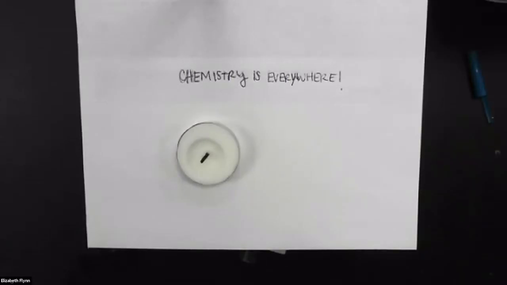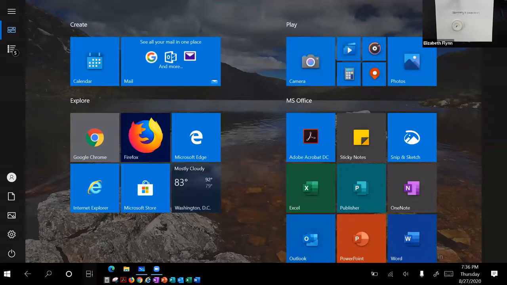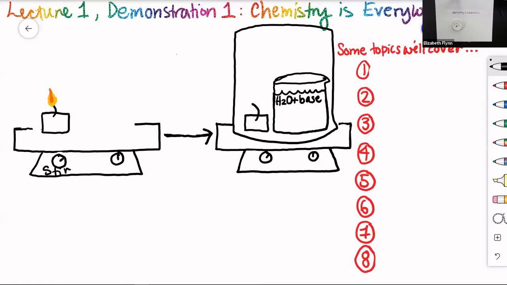Okay, so what we are going to do today is talk a little bit about chemistry. Chemistry is everywhere. It's a demonstration that I do on the first day, and it's going to look like this. I'm going to share my screen, and in a second, we will see what's going on here.